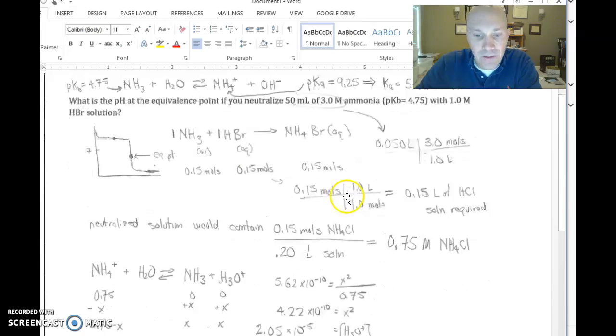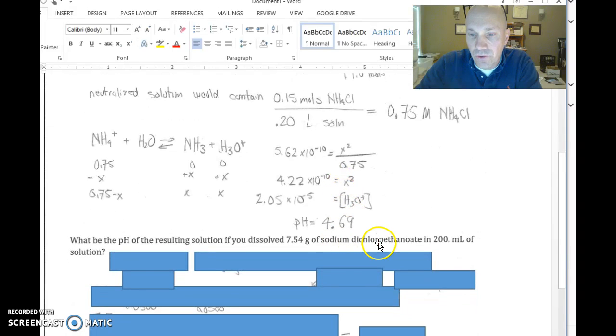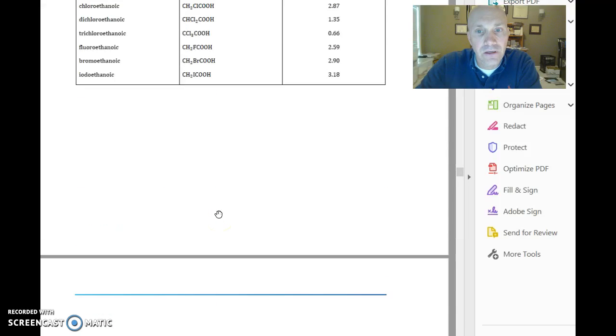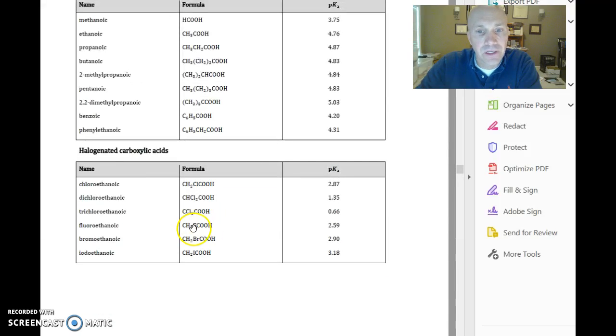So if you look at the language here, sodium dichloroethanoate. This is a salt. This is something that we could make by reacting an acid with a base. So I'm going to see if you can maybe figure out something about this with a little help from the data booklet. Take a look at the information here and see if you can figure out the information that's needed.